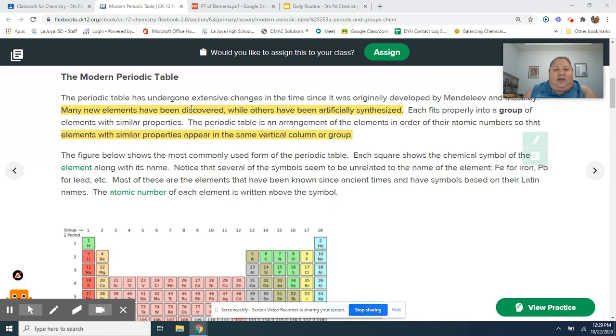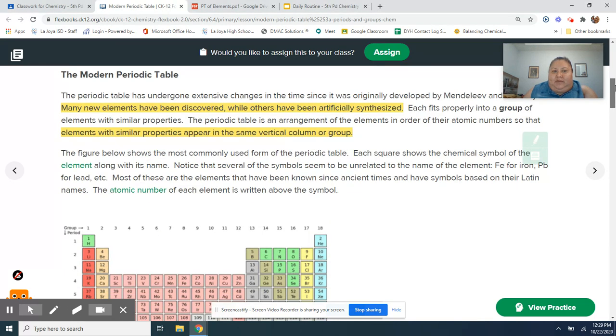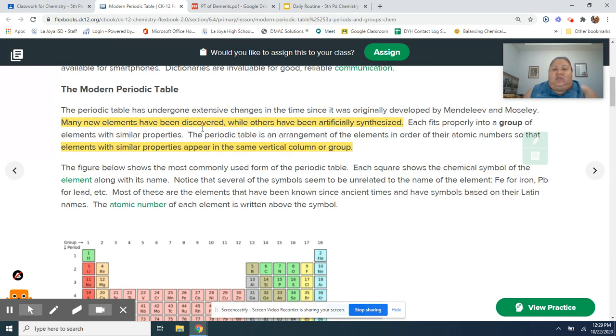All right, so let's get started. The modern periodic table has changed since the time of Mendeleev and Moseley, right? When Mendeleev created the periodic table, there were only 60. When Moseley came, I'm sure there were a couple more, and now 118 elements later, many new elements have been discovered, while others have been artificially synthesized. Does anybody know what artificially synthesized means? Anybody have an idea what it means if something has been artificially synthesized?